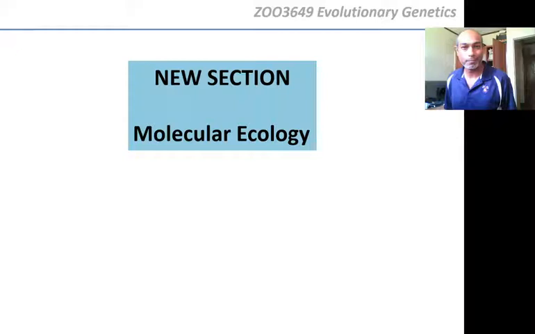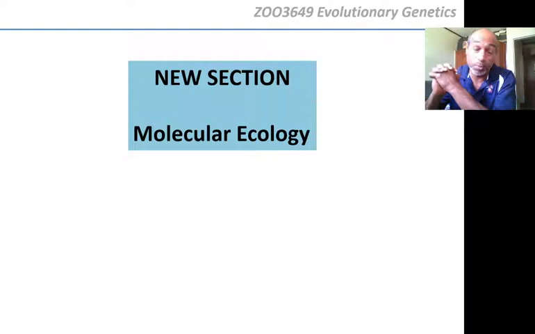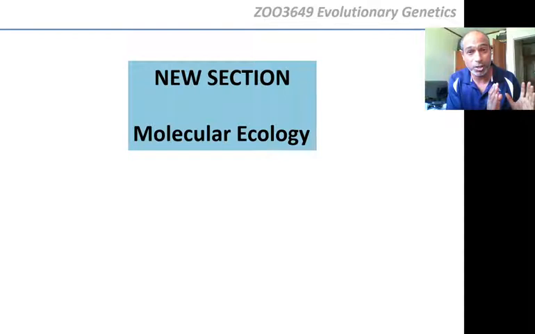Okay, this is the start of our last section this year for ZOO3649, and the section is called Molecular Ecology. The last two sections, this one plus the last one, Speciation, as I told you before, are designed for you to apply all the things that you learned in the first four sections, okay? And Molecular Ecology in particular shows us how we can apply genetics to the real world, especially with regard to conservation.